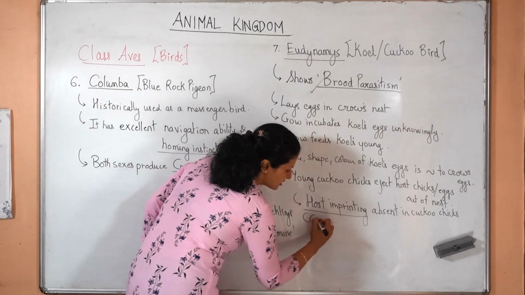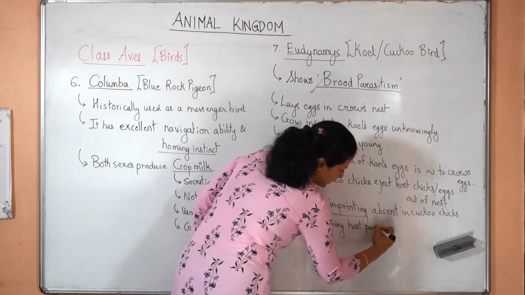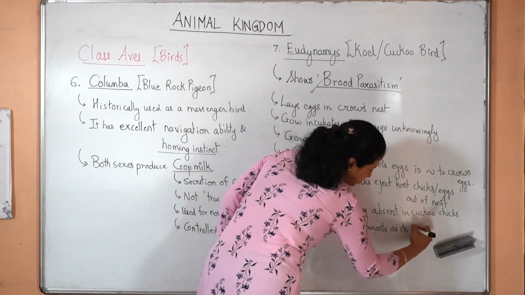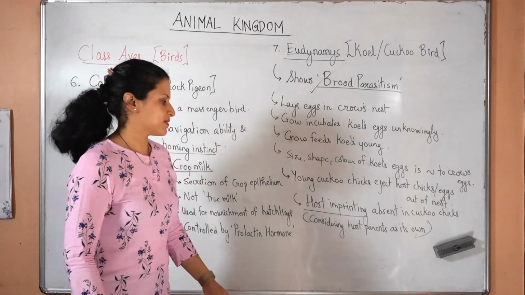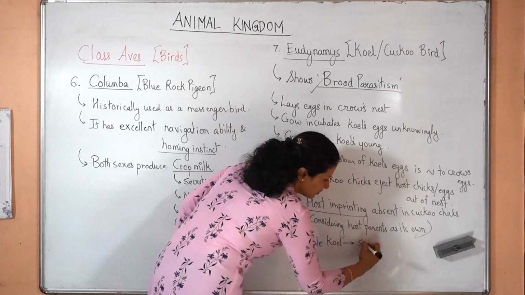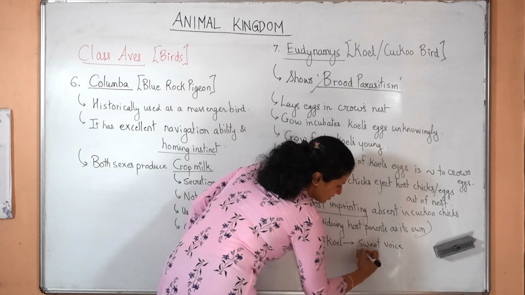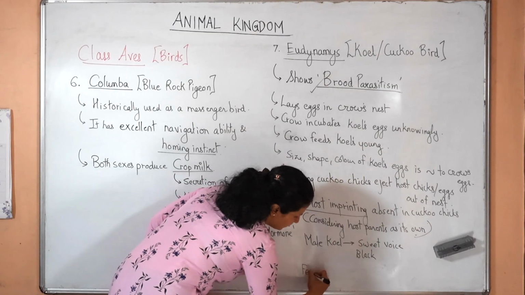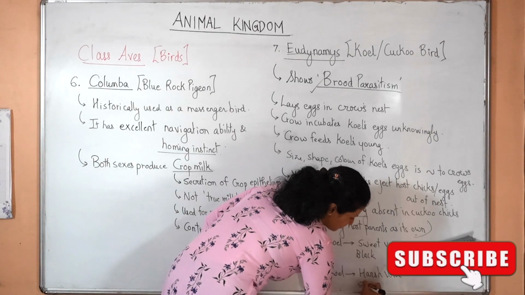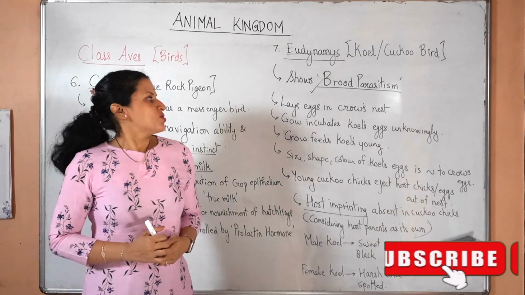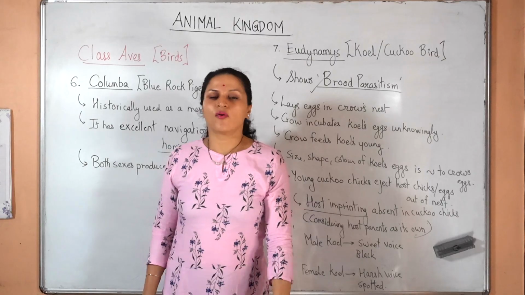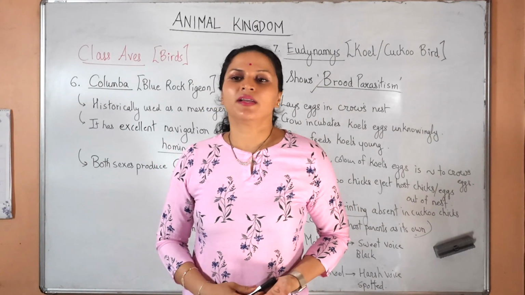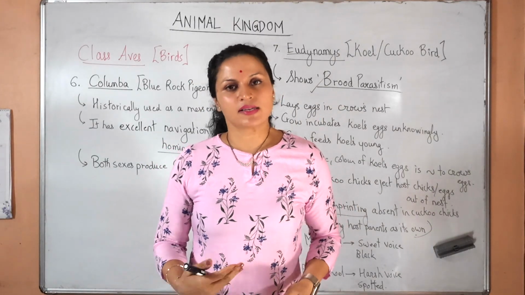Host imprinting means considering host parents as its own. It's absent in cuckoo chicks. Male Koel has this sweet voice and is black in color, and the female Koel has a harsh voice. She has spots on her body, spotted. So that was about Eudynamis, Koel or cuckoo. We continue with the remaining examples of birds in the next lecture.